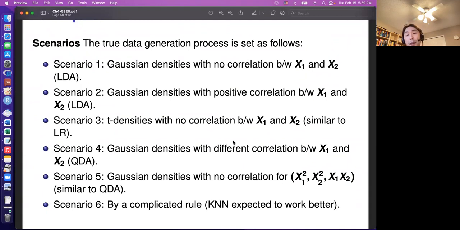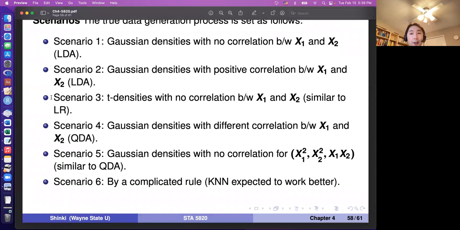So scenario 1. We use the Gaussian densities with no correlation between x1 and x2, and we make the random points based on this rule. That means that we prepare the 2 bivariate Gaussian distributions, and based on those distributions, we generate the points. So the truth is actually the LDA for this case. And scenario 2, it's slightly more complicated, the Gaussian density with positive correlation between x1 and x2. So still the LDA's assumption perfectly describes the relationship.